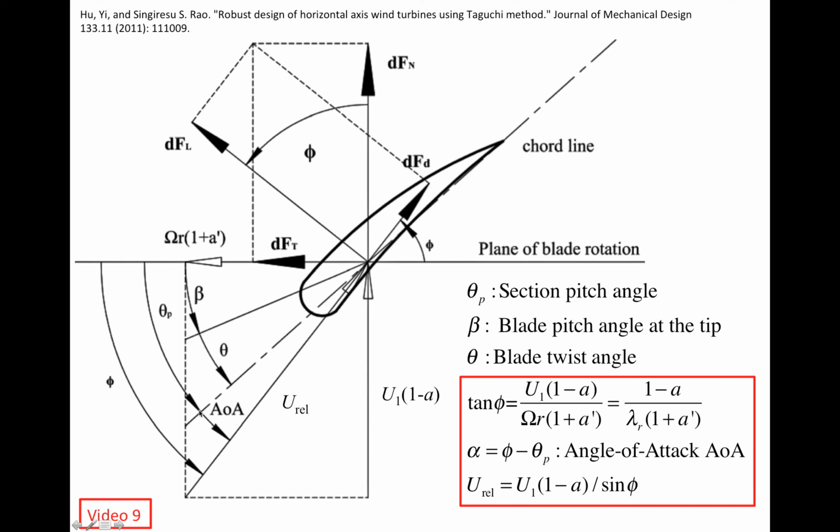So as we move from the root to the tip, phi reduces, and phi equals theta p plus the angle of attack. If phi reduces and we would like to maintain the angle of attack at the optimal value, we have to reduce theta p. Reducing theta p means rotating the airfoil chord line. So by rotating the airfoil chord line, we introduce a twist into the blade. That was the reason that we gave when we were explaining the twist in the blade.